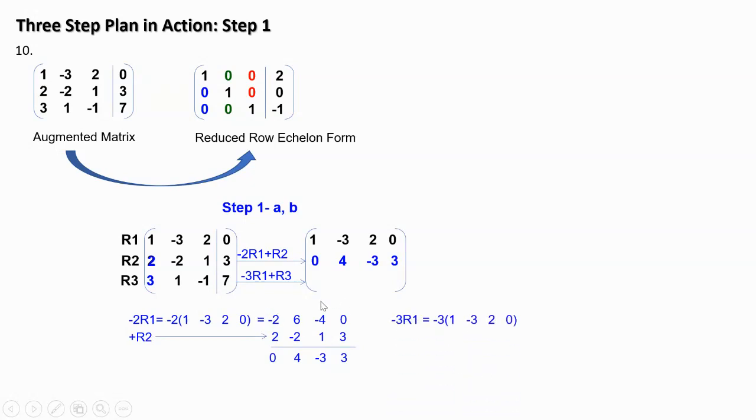Now here's the second step, or part B for step 1. -3 row 1 will give us -3, 9, -6, and 0. When we add it to row 3, the row 3 will just bring it over. It's going to be 3, 1, -1, and 7. After we add them, right, there'll be a 0 on that spot right there. So we get 0, 10, -7, 7. So that's my new row 3. On the next slide, I'm going to carry this over, and then we're going to do step 2.